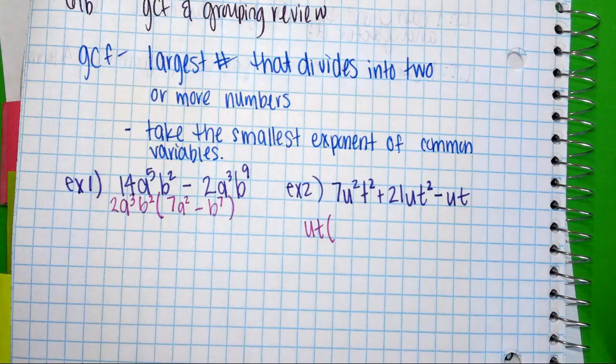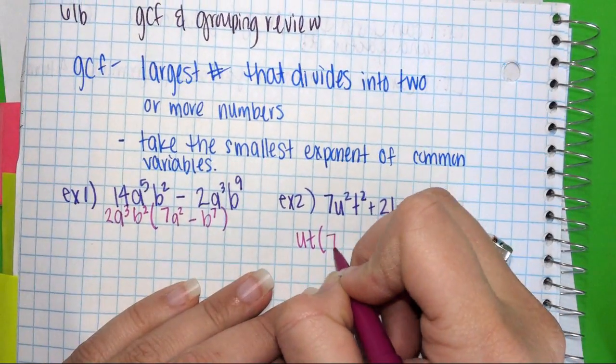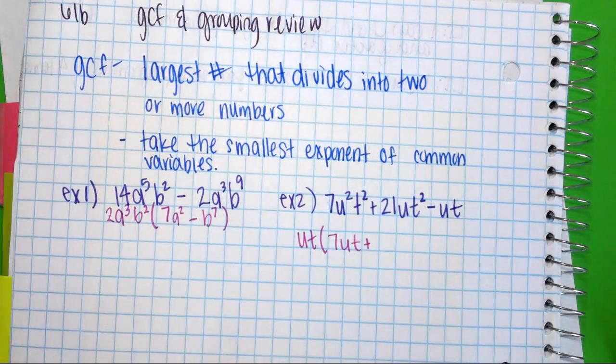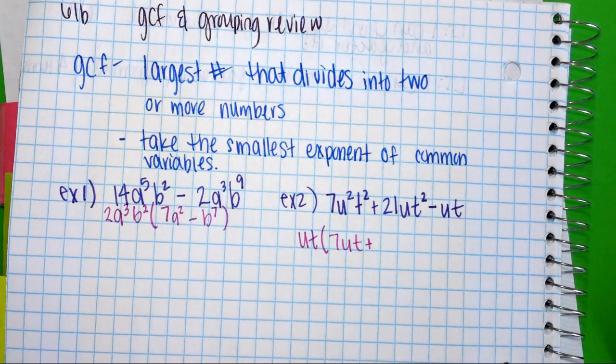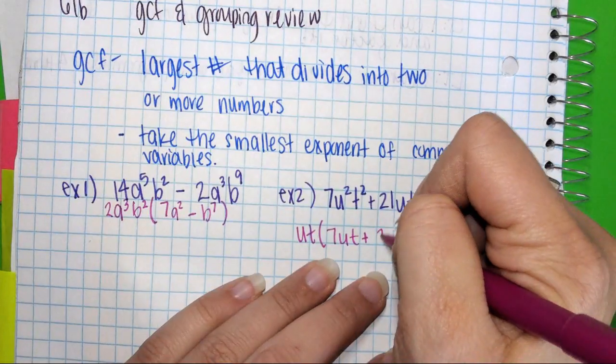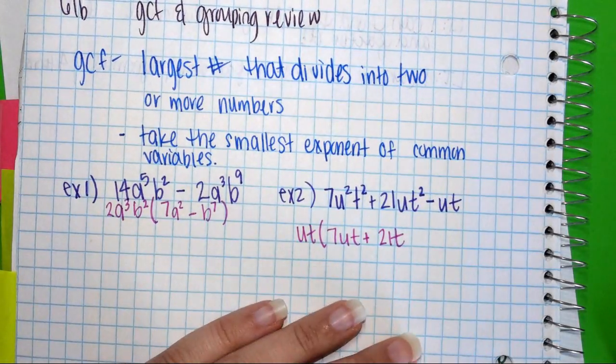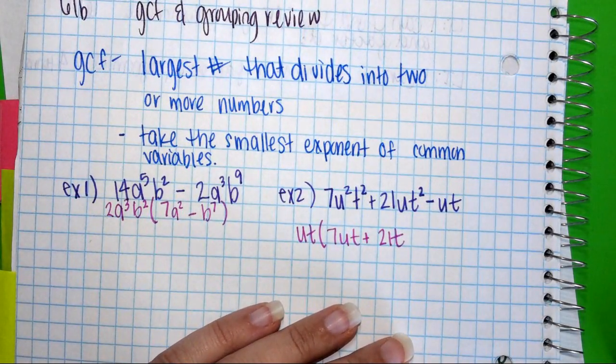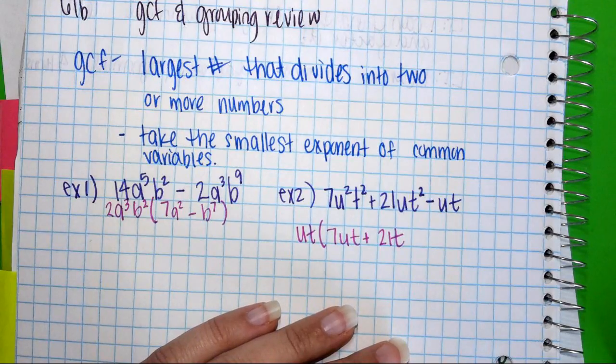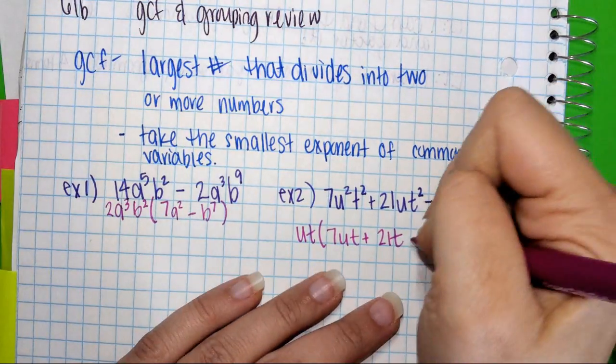So if I divide UT out, what's my first term going to be? 7ut, good, take a point. What's my second term going to be? 21t. And my third term? Nothing. It is going to be something. It would just be -1. Take a point.